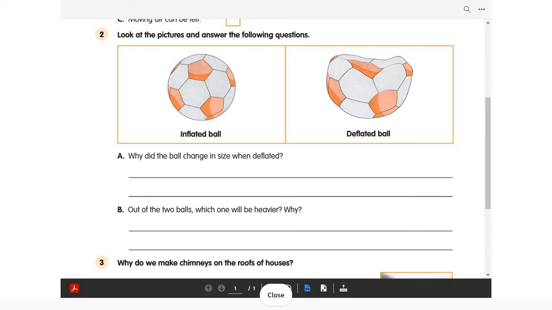Question number 2b. Out of the two balls, which one will be heavier? Yes, the inflated ball is heavier. Why do you think so? It has air inside the ball. So the answer is, out of the two balls, the ball which has air is heavier because air has weight. The inflated ball is heavier because air has weight.